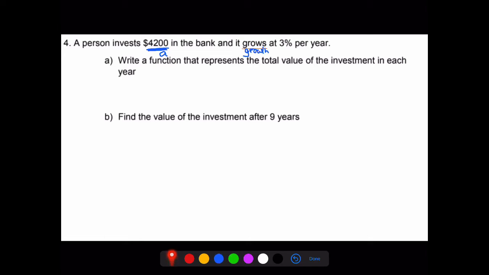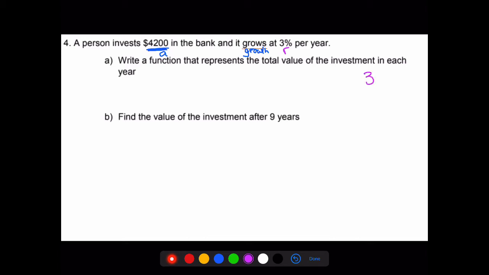And then this 3% here. We need to know whether this is our B value, our R value, or our X value. Now, since we see a percentage, that means that this is, in fact, an R value. So we need to switch that R value to B so we can plug it into our formula. So getting started, let's go ahead and work with that R value.